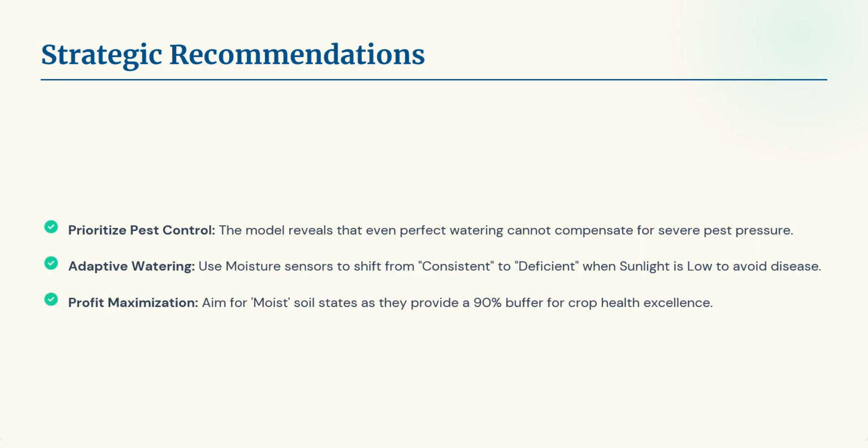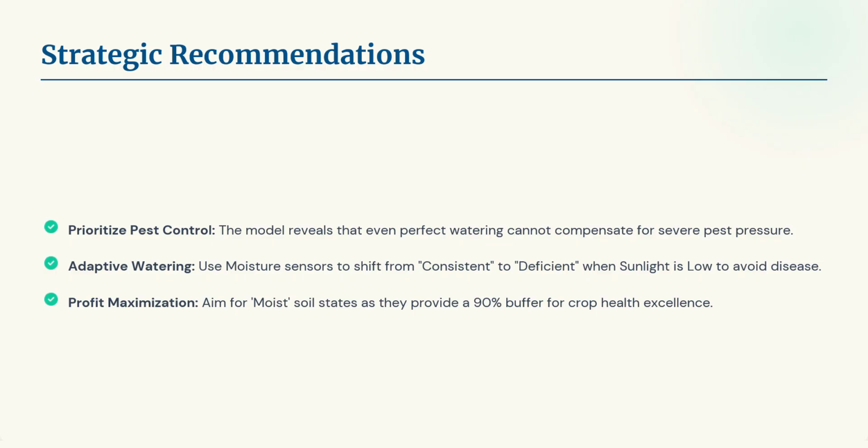Based on the structural and sensitivity analysis of our Bayesian network, I propose three core strategy recommendations for smart horticultural systems. The first one is prioritize pest control, because the model proves that even flawless watering logic cannot rescue a crop experiencing severe pest pressure. Pest mitigation must be integrated alongside automated irrigation.